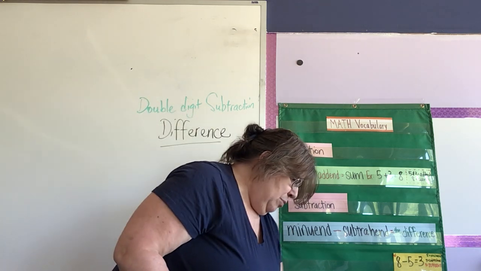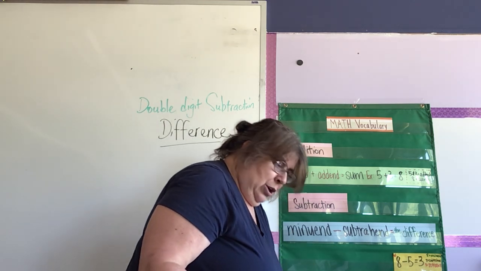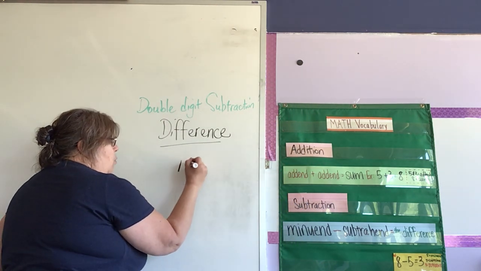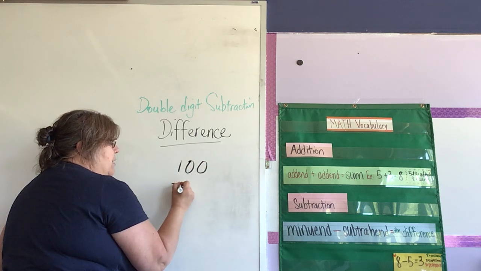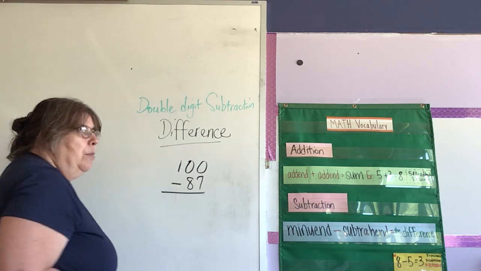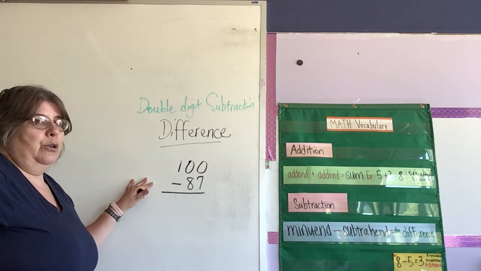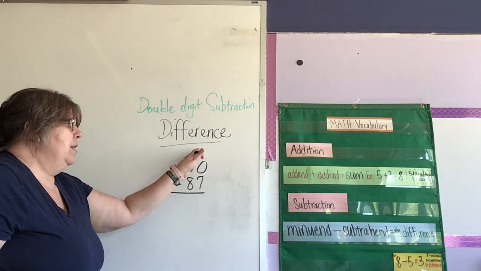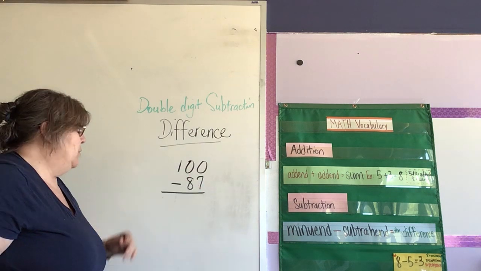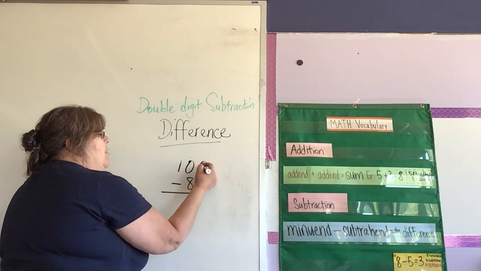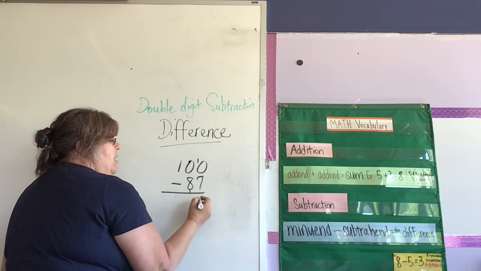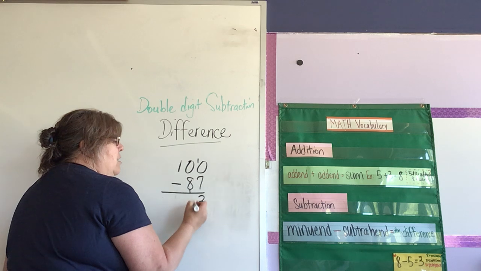I want to do one more practice, and then I'm going to have you do your problem on your own. This problem is 100 minus 87. So again, let's say our rule again. If we put a 1 on top, we have to put a 1 on the bottom. If I have 0 apples, can I give you 7? No. So we're going to make this 10. We're going to put our little 1 down there. 10 minus 7, everybody. 3.